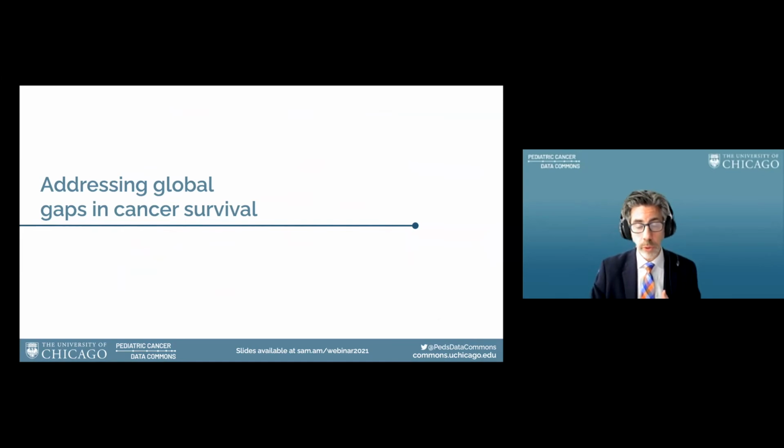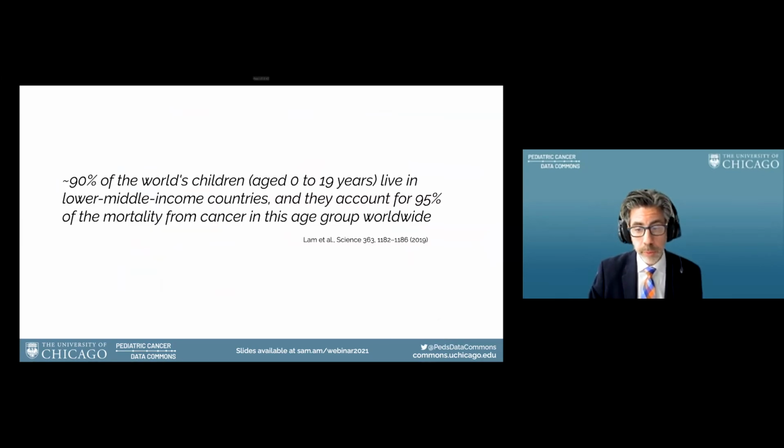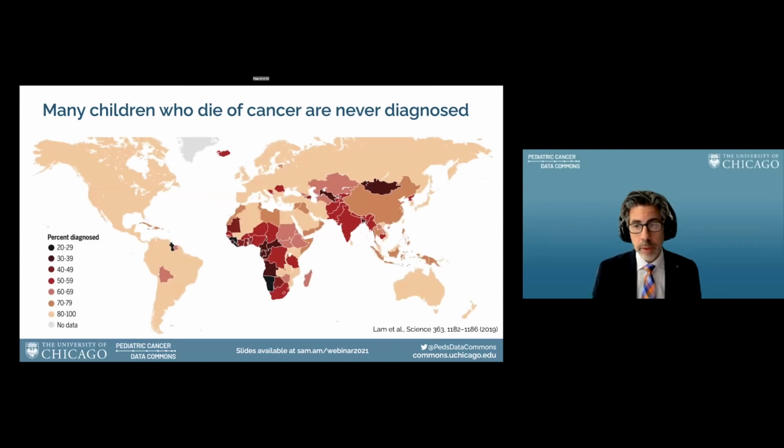I want to say a few words about addressing global gaps in cancer survival, because I think there's an important role for the data commons to play there as well. This is a quote from a recent paper. 90% of the world's children live in lower middle income countries, and they account for 95% of the mortality from cancer. I think this is pretty startling that we keep talking about our survival rates in the US or in Western Europe, but most of the kids who die of cancer, of course, don't live in these areas. Most of the children, or many of the children who die of cancer, are never even diagnosed with cancer.